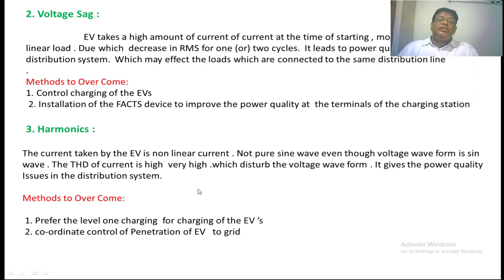So what are the different methods to overcome the harmonics injected into the distribution line when the EV stations are charging the electric vehicles? Prefer level 1 charging for the electric vehicles, and coordinate control of the penetration of the EV to the grid. We should not keep all the EVs charging the batteries at the same time.